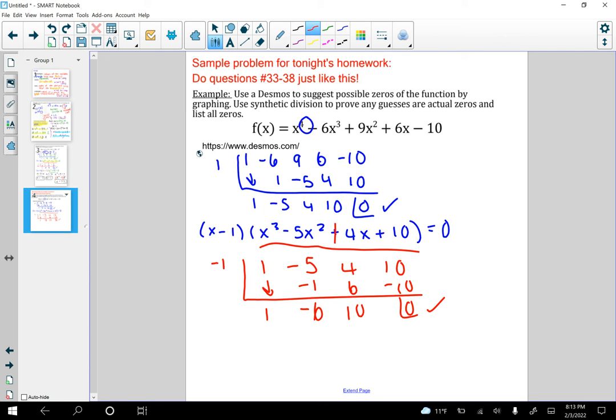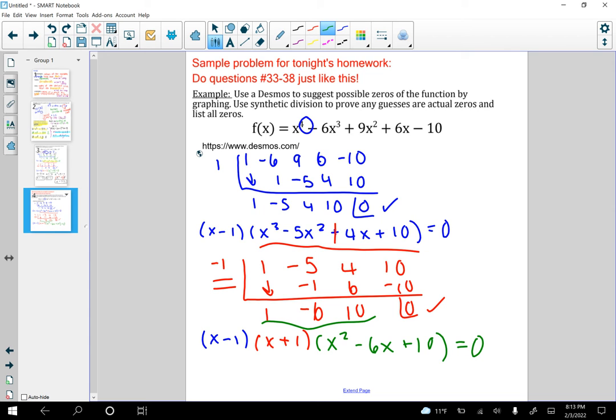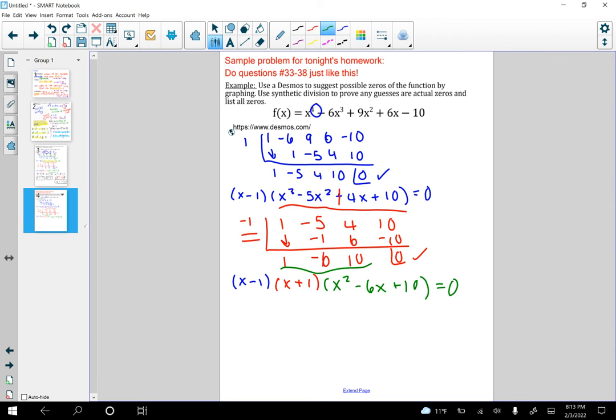It is a 0. Okay, so what we know is x minus 1 is a factor. We know now x plus 1 is a factor from this guy. And we are left with x squared minus 6x plus 10 equals 0. Oh no, folks. Now, here's the bad news. This doesn't factor. There are not two numbers that multiply to 10 and add to negative 6. Uh-oh. How would we ever solve a quadratic that doesn't factor?